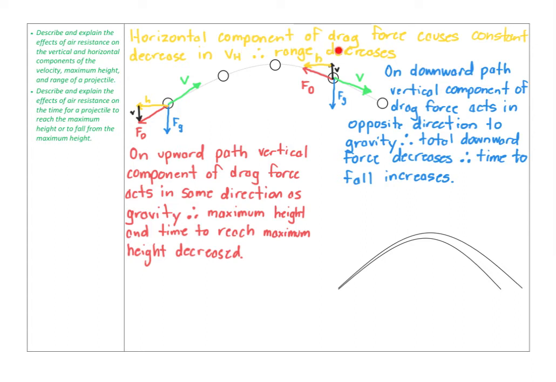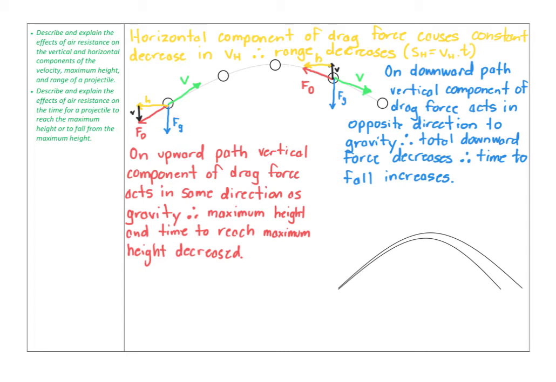The horizontal component of the drag force causes a constant decrease in the VH, the horizontal component of the velocity, therefore the range decreases. And I guess, if you wanted to be really specific there, you could say something like, because SH equals VH times T, or relate that to the formula. So you're saying if VH decreases, then SH will decrease.